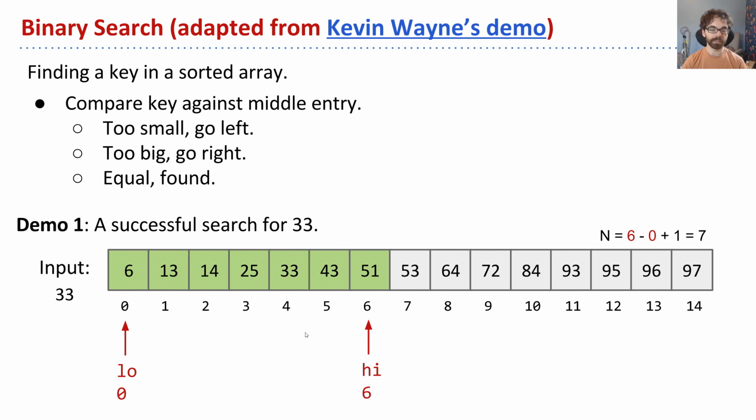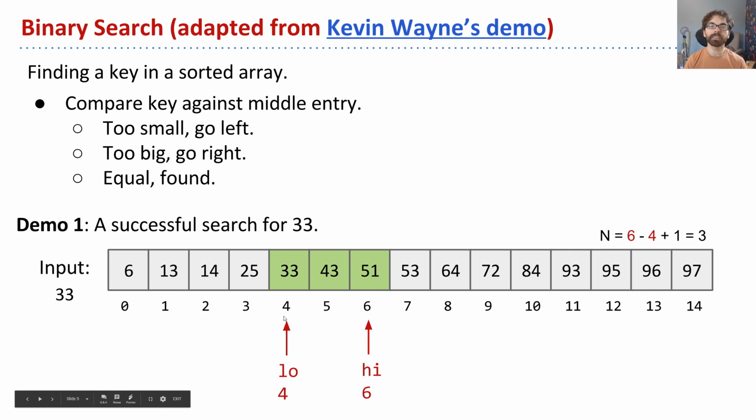So in the middle between 0 and 6 is 3. So we compare 33 and 25. In this case, the key is too large, so we'll look on the right side. And so that means moving the low pointer up. And so we'll repeat this process until we either find what we're looking for or we run out of places to look.